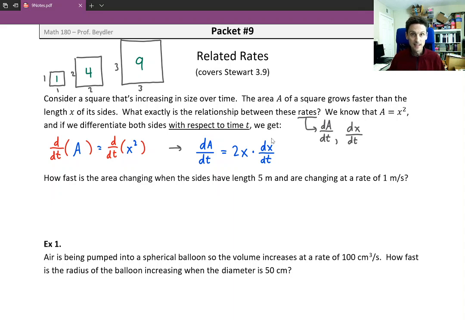That's dx/dt. So this equation that we just got gives us the relationship between those two rates, between the rate at which area is changing with respect to time and the rate at which the sides are changing with respect to time. So we can use that relationship to answer questions like how fast is the area changing when the sides have length 5 meters. That would be x equals 5. And the sides are changing at a rate of 1 meter per second. In other words, dx/dt is 1 meter per second.